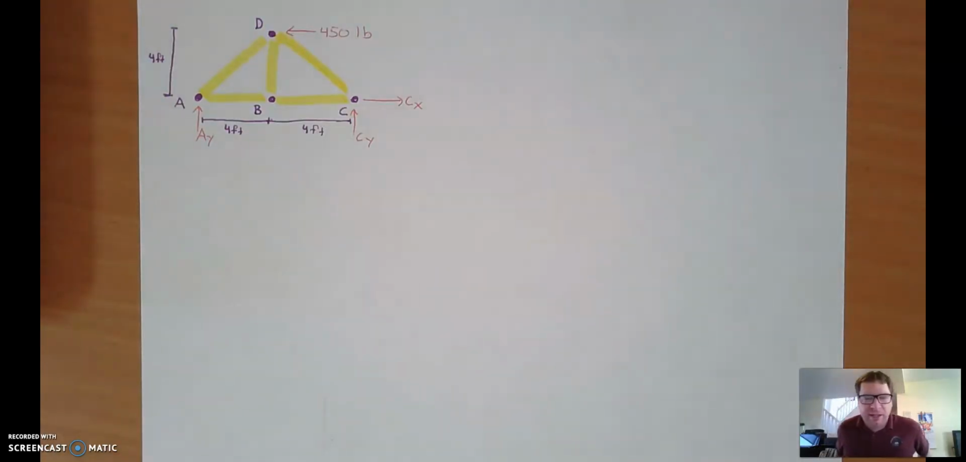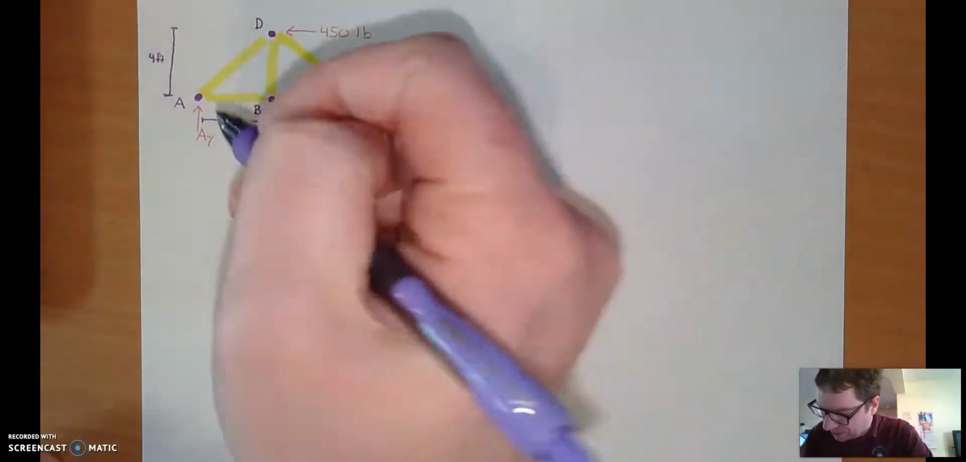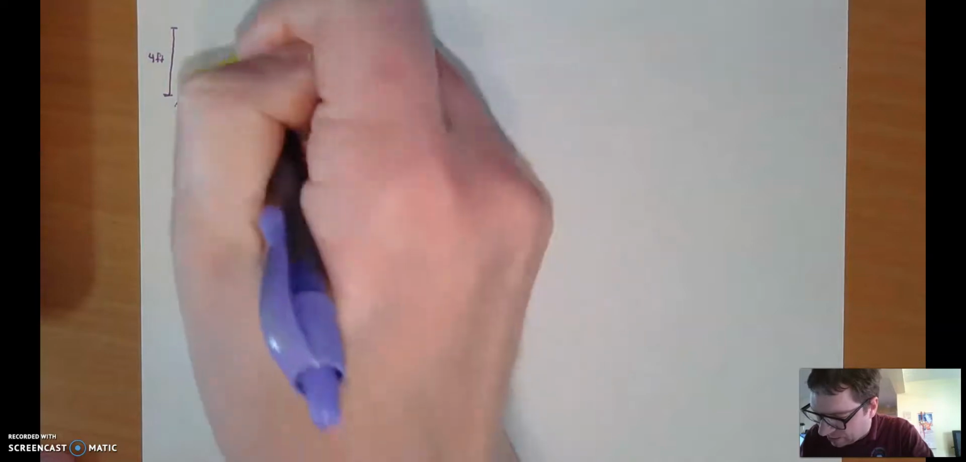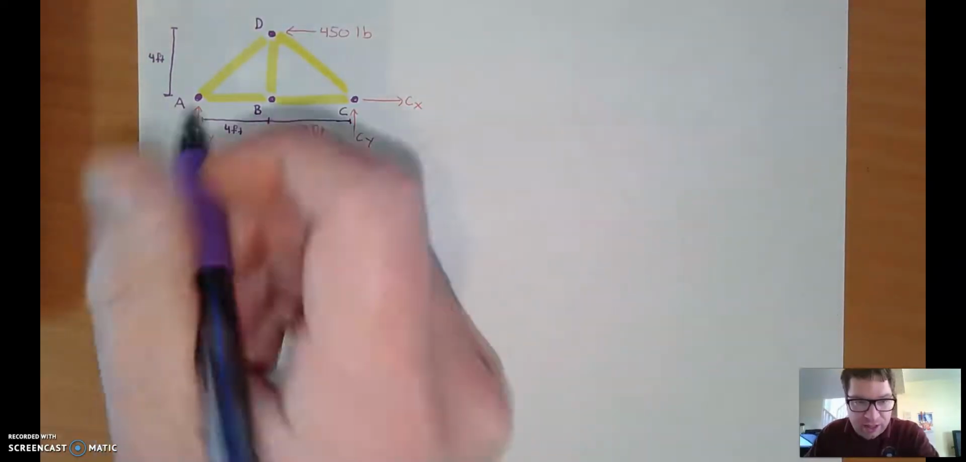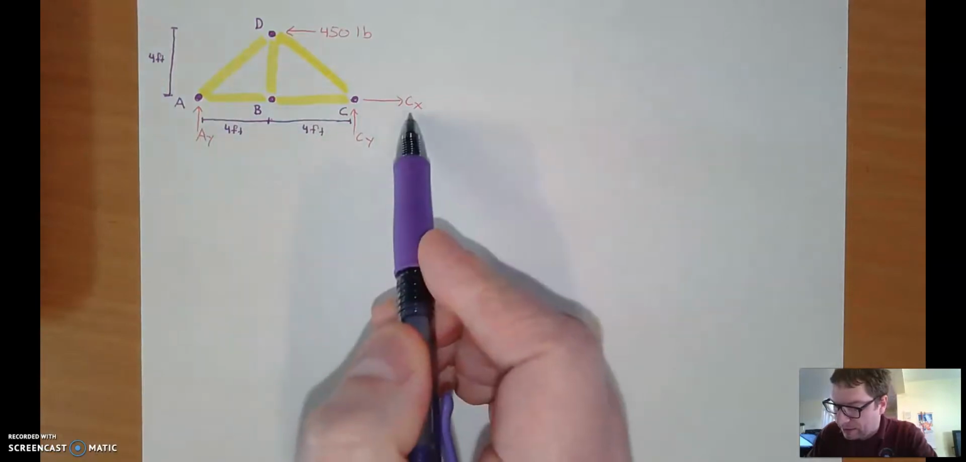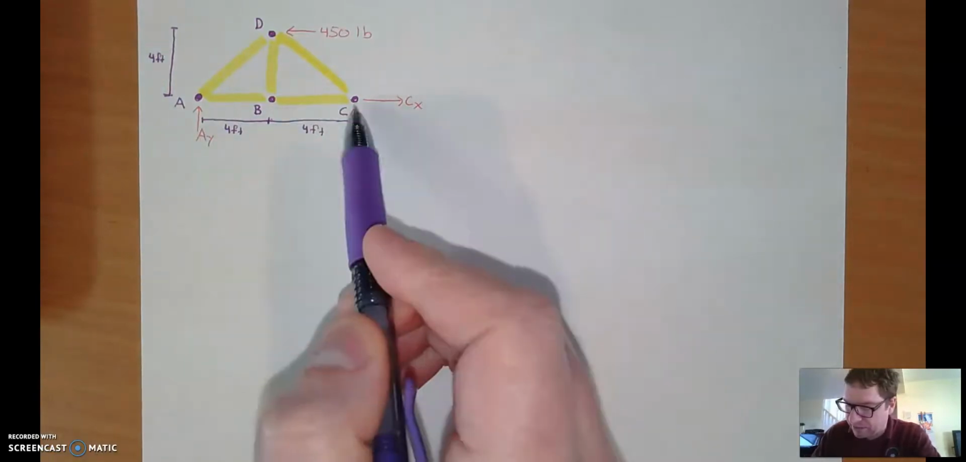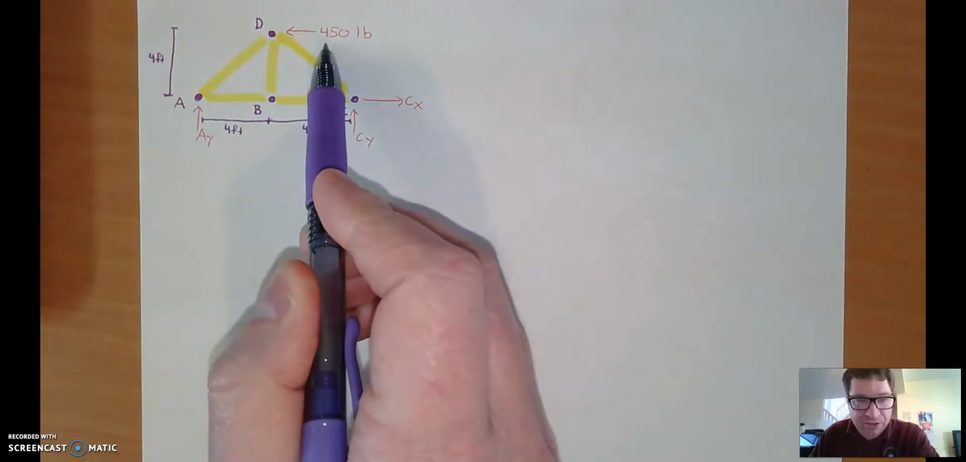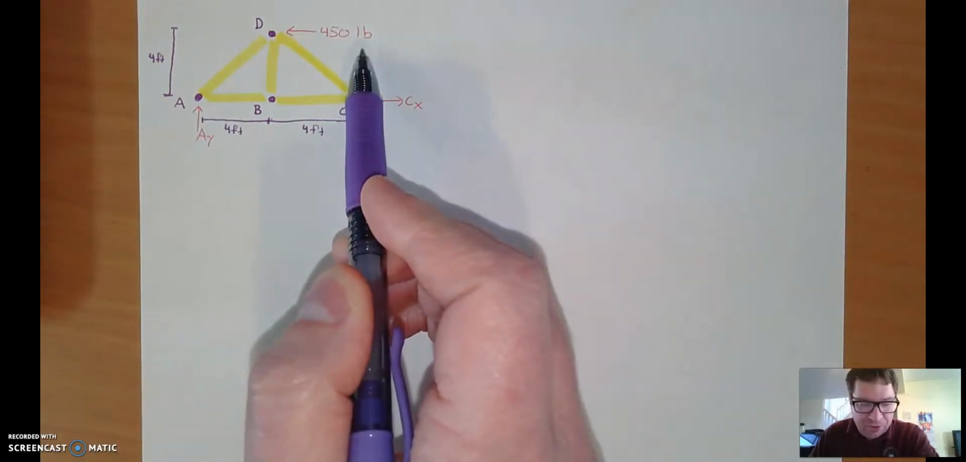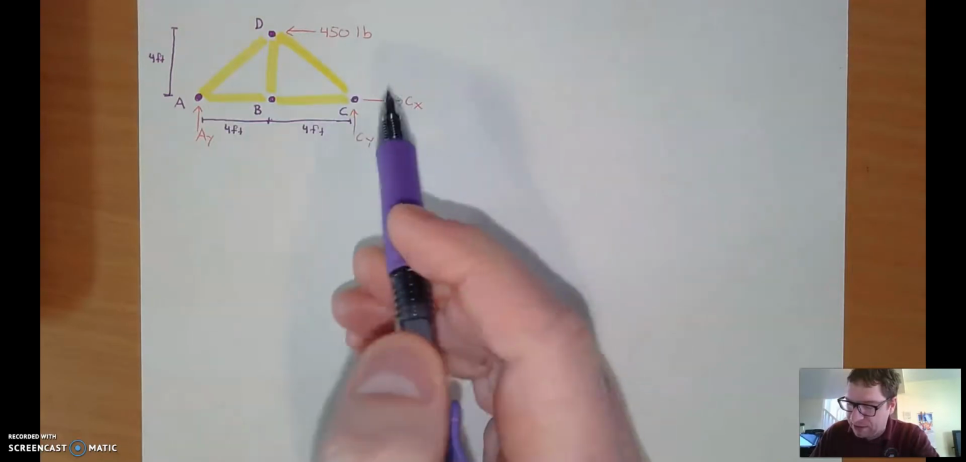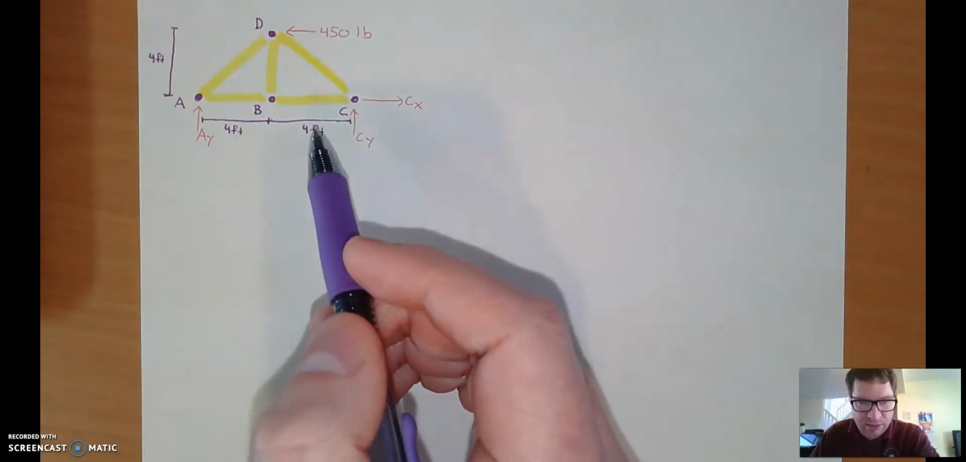Alright, so I have the basics of the diagram drawn here. So we have joint A, joint B, joint C, joint D. Again, remember these are just pin joints. We have our external forces. I've gone ahead and labeled those as AY, CY, and CX. So again, this is a pin joint, this is a roller, and then we have an external force of 450 pounds also applied. So our first step in doing this is to break the problem apart.